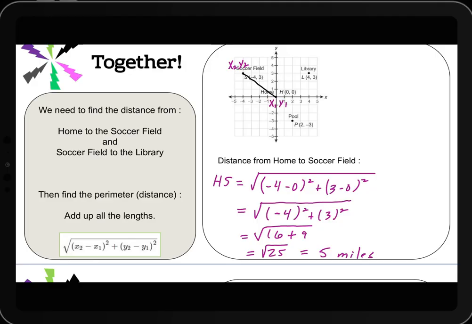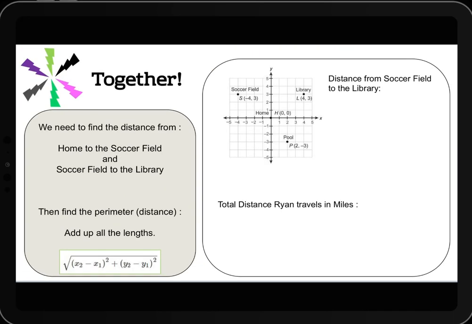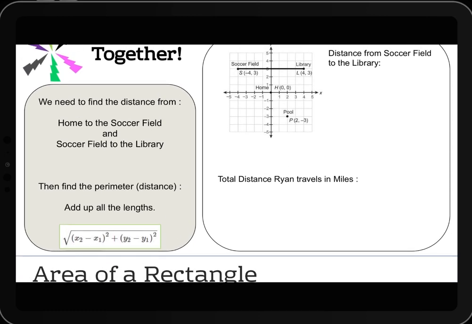So after that, we can go ahead and figure out the distance now from soccer to the library. And I pointed out in a previous video that when you're finding this particular length, you actually don't need to use the distance formula itself.